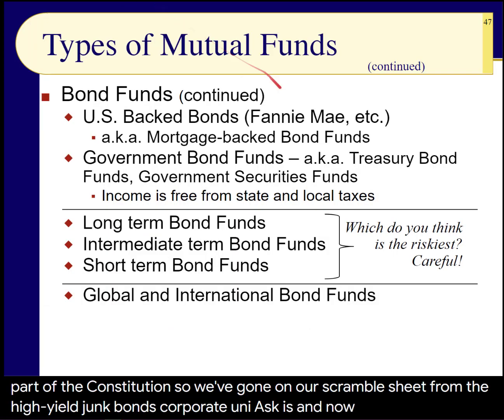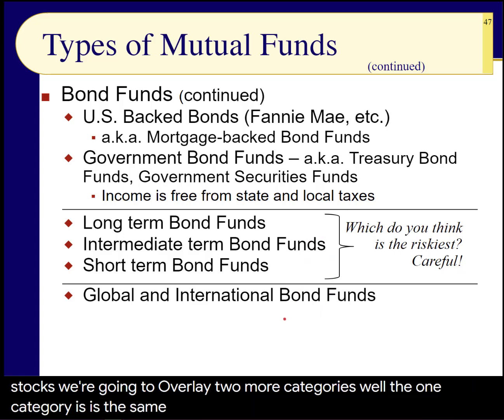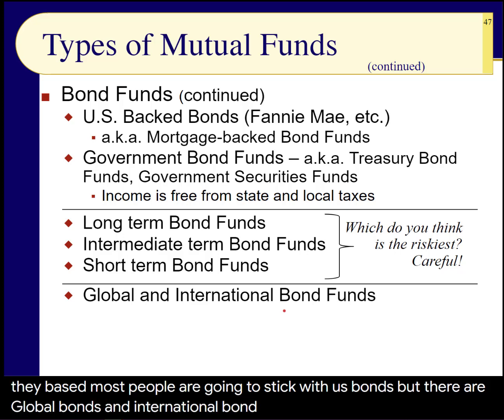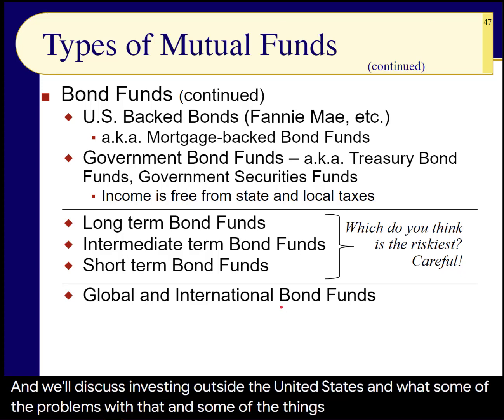And now, just as we did with stocks, we're going to overlay two more categories. Well, the one category is the same as it was with stocks, domicile. Where are they based? Most people are going to stick with U.S. bonds, but there are global bonds and international bond funds that may pique your interest. That's up to you. And we'll discuss investing outside the United States and what are some of the problems with that and some of the things we have to worry about.